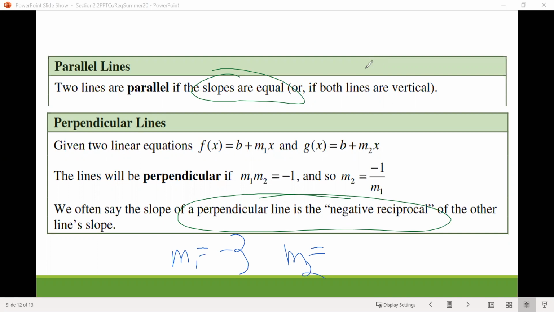Well, I first of all have to turn that negative 3 into a fraction, so that becomes negative 3 over 1. And the negative reciprocal tells me to flip it, so it becomes 1/3. And then it was negative, so now it becomes positive. So if we have a line whose slope is negative 3, the slope of a perpendicular line would be positive 1/3. Okay?